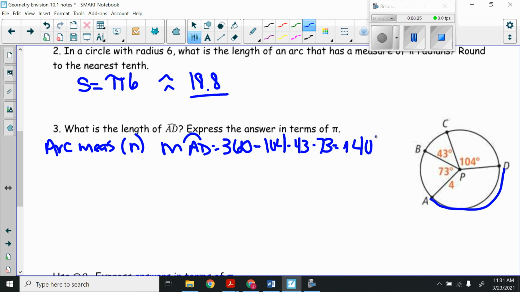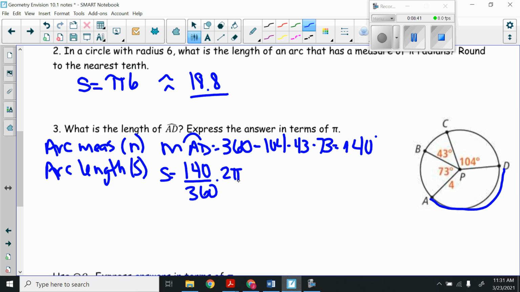Now that I have my arc measure, I can find my arc length, remember, which is S. So I'd say S is equal to my arc measure, 140 over 360, times 2 pi times my radius. Here the radius is 4. They tell me to leave my answer in terms of pi, so that means we want to reduce everything. I see that my zeros will cancel out. So really right now I have 14 over 36 times 8 pi.